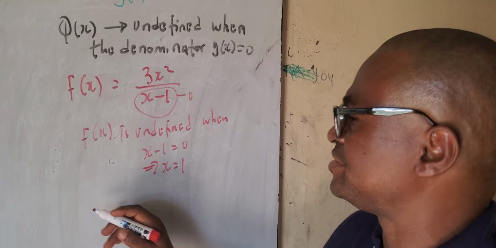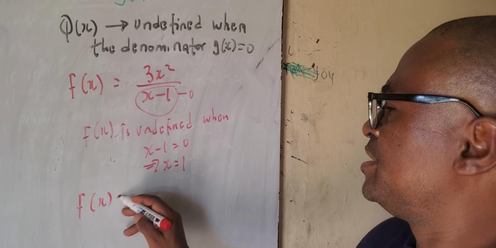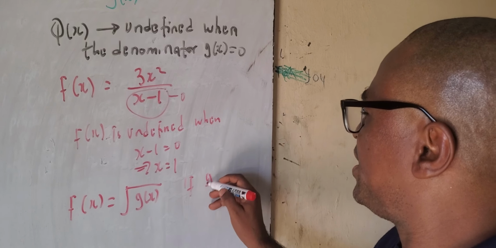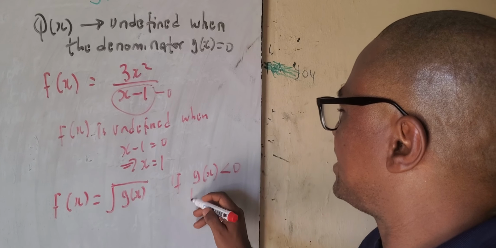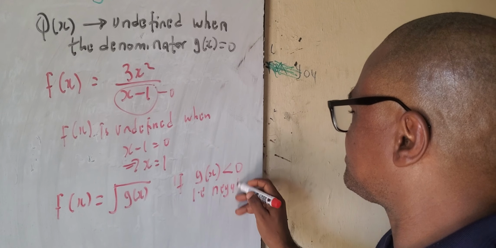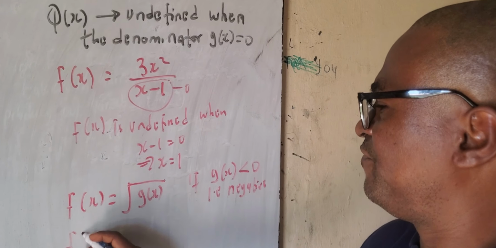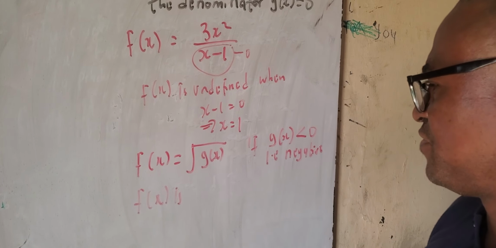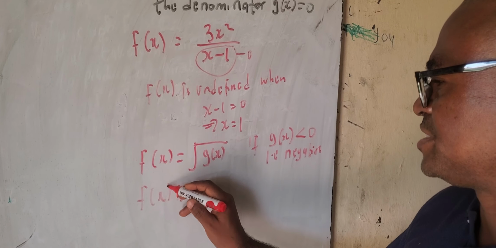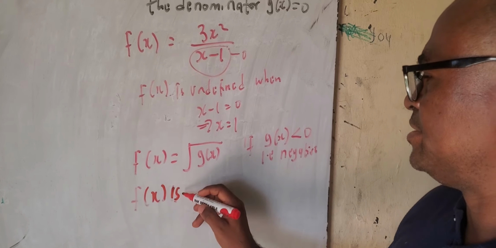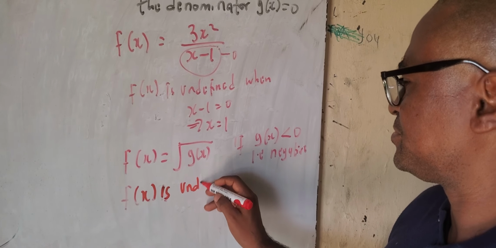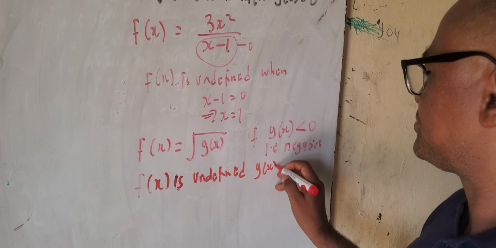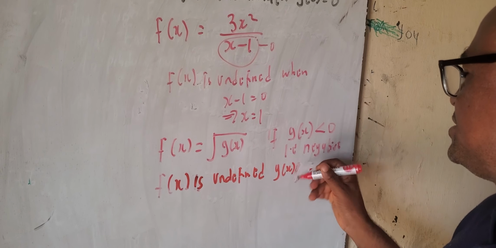Another aspect of undefined is that if you have f of x is equal to square root of function g of x, if function g of x is less than 0, that is negative, then function f of x is undefined. Undefined in the sense that we cannot find the square root of a negative number. What we are going to be having is a complex number. So this particular one is undefined when g of x is less than 0.